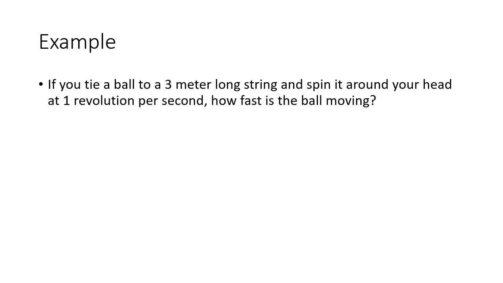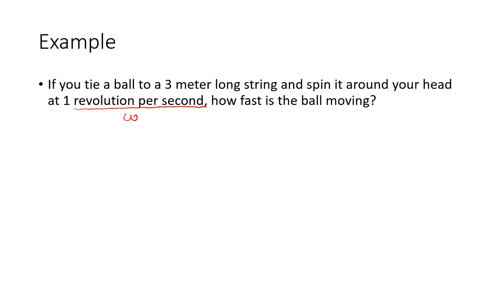Here's a cool problem that we can solve using that relationship we came up with. If you tie a ball to a 3 meter long string and spin it around your head at 1 revolution per second, how fast is the ball moving? Something we should point out here is 1 revolution per second. That is talking about an omega. That is an angular velocity. It's some amount of rotation per some unit time.